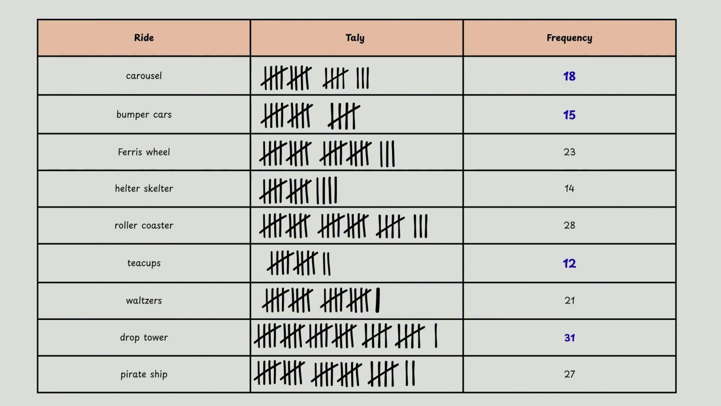for Ferris wheel there are 23, for head-scatter there are 14, for roller coaster there are 28, for teacups there are 12, for weather there are 21, for drop tower there are 31, for pirate ship there are 27.